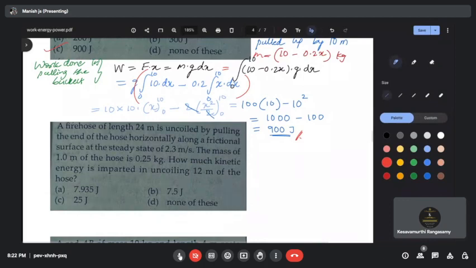So you need to get the relationship and then you need to solve. So what is the mass of 1 meter? That's quite evident from this question. Let me write it here. So mass of 1 meter is 0.25 kg.